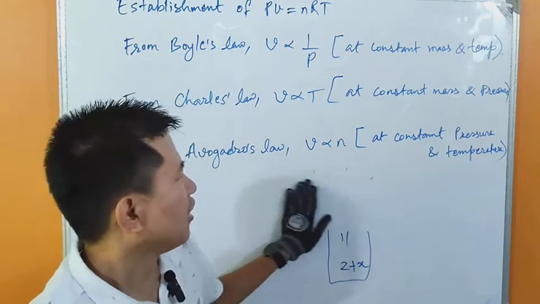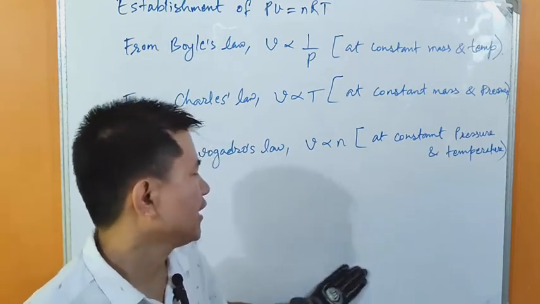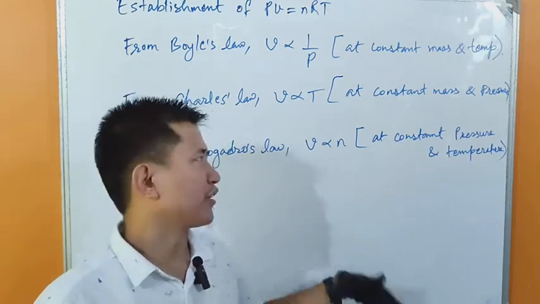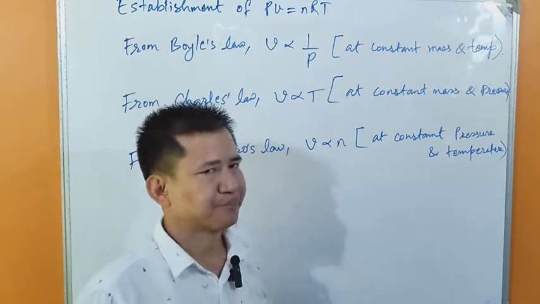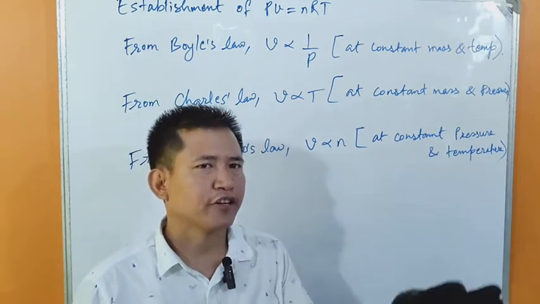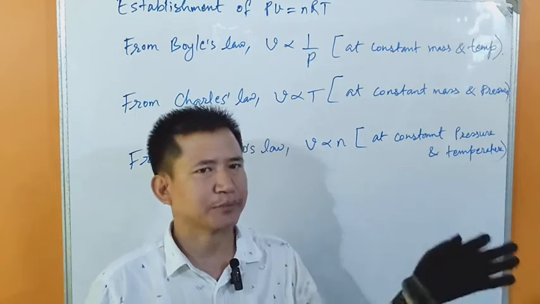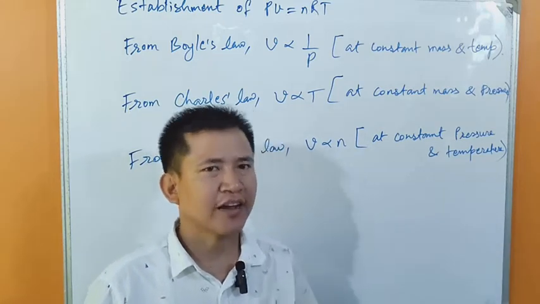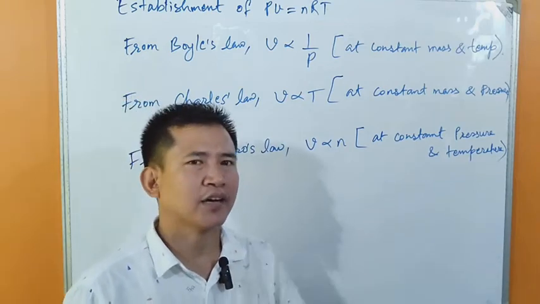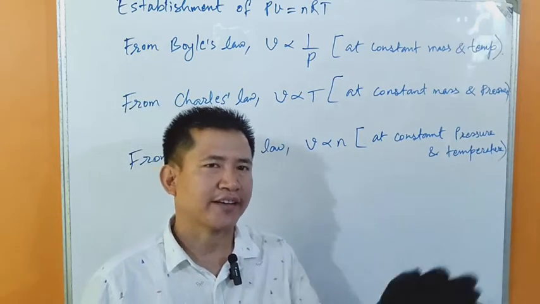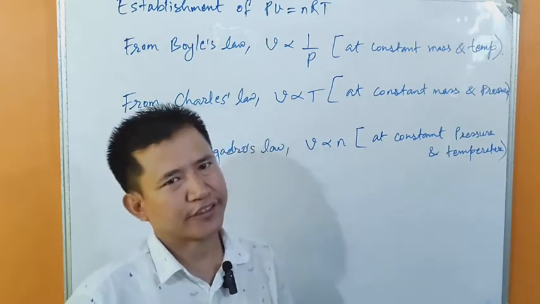From Avogadro's law, yesterday we saw the applications of Avogadro's law in a previous video: the molar volume of any gas at STP is 22.4 liters, and we have also seen that the molecular weight of any gas is equal to twice its vapor density.